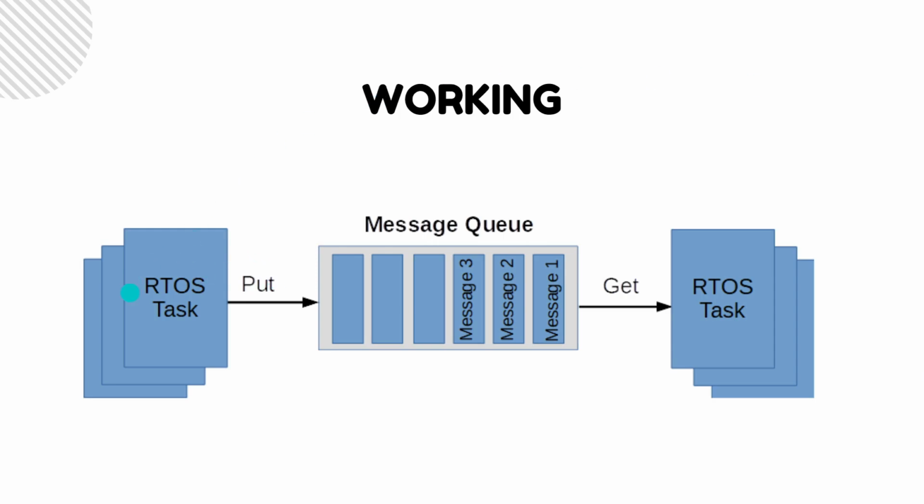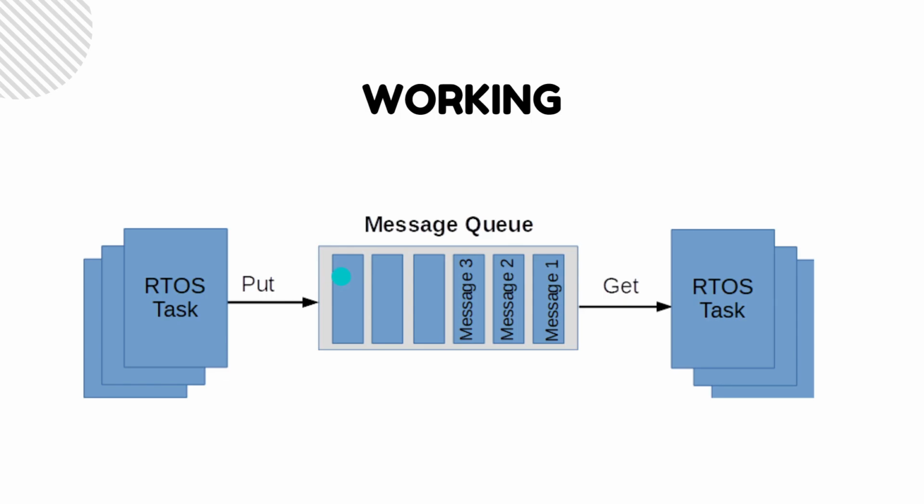So let's have a look at this. You have an RTOS, that is a real-time operating system, task, then a message queue, and then another task. Something has to be sent from this task, and it will go into the message queue and get logged there. The message queue should be large enough that it can hold the number of messages you want to send, and then each message will get passed into it.